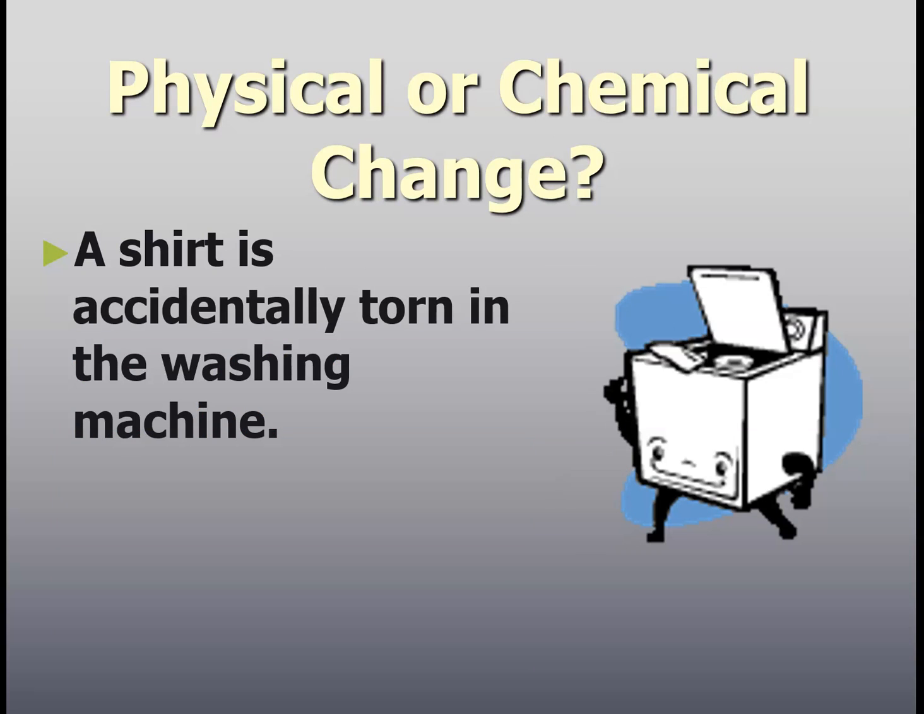Physical or chemical change. A shirt is accidentally torn in the washing machine. Is this a physical or a chemical change? Please write your answer in your notebook. Because all that happened was that the form of the object was changed because it was torn, this is a physical change.